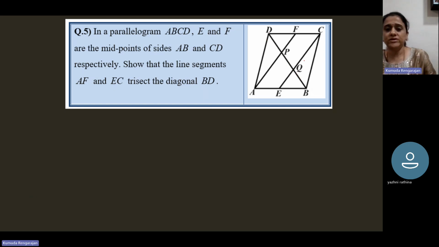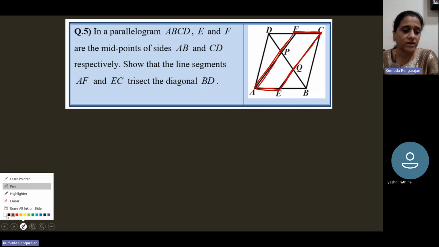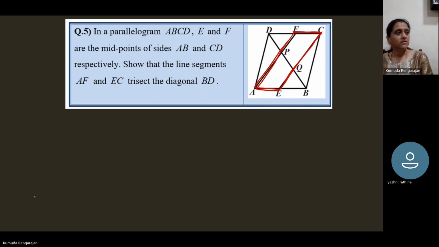Now for this, you need to first prove that this quadrilateral is a parallelogram. Okay, we'll see how to do that. You will also understand later why we had to prove AECF is a parallelogram. We'll understand that also later. Okay, now in quadrilateral AECF.